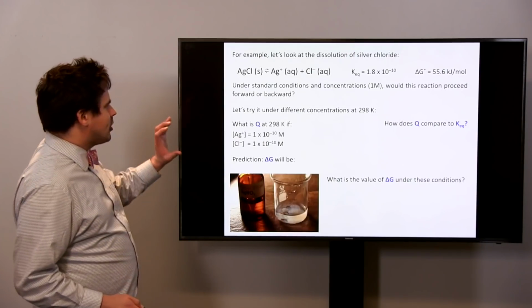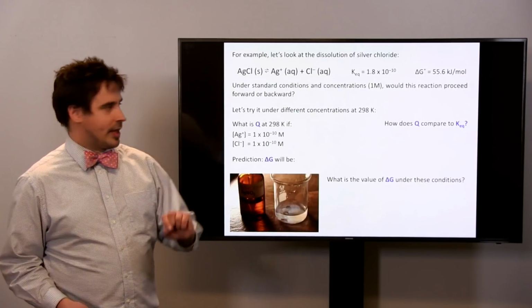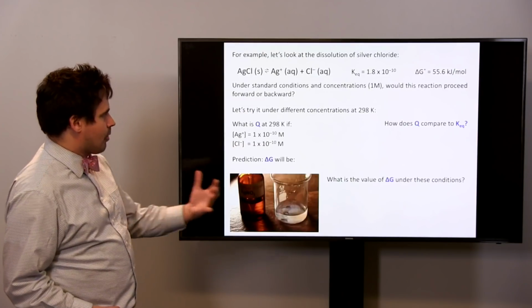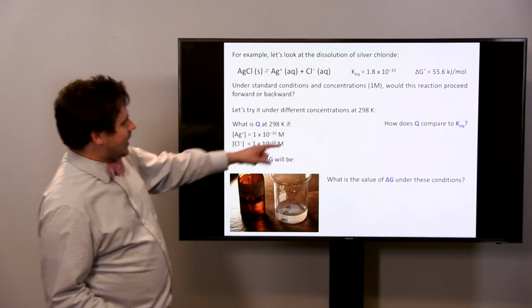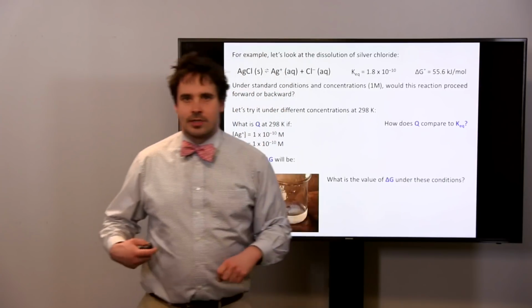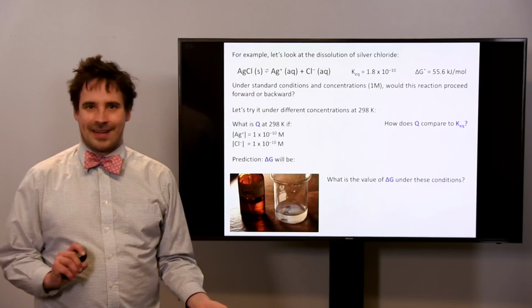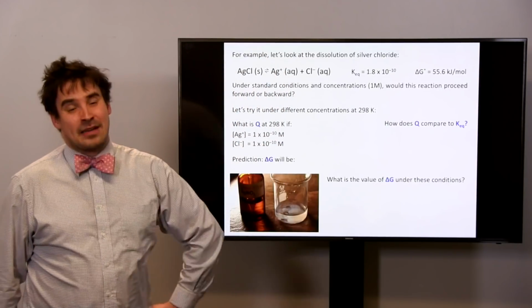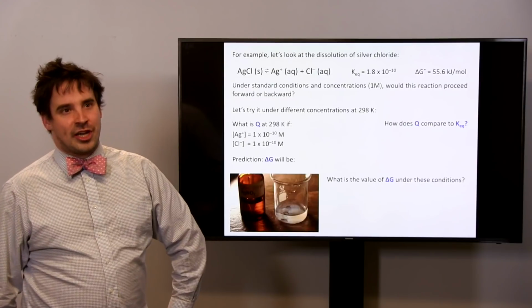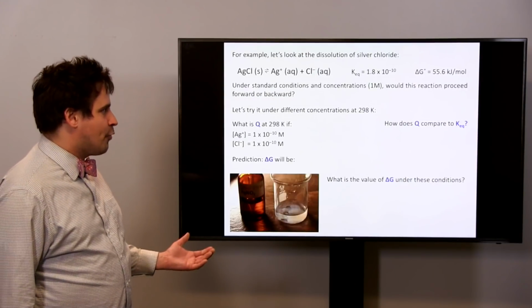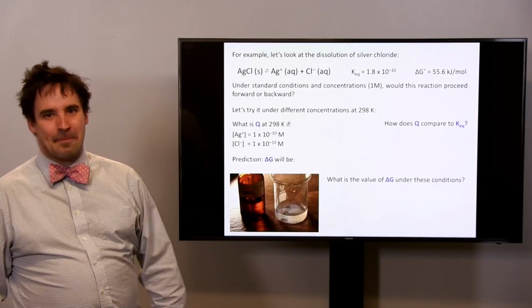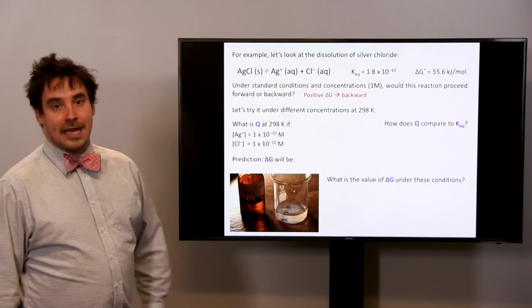So, if we're under standard conditions, 1 molar of everything, will this reaction proceed forward or backward? Look at this. This delta G standard assumes 298K and 1 molar of everything. That's a very positive value for a free energy change. So would this spontaneously go forward? Nah. It would be spontaneous in the reverse direction.